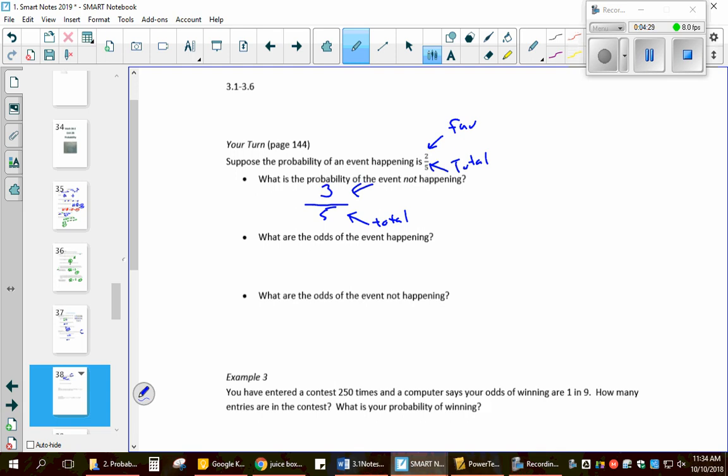So it's going to be 3 over 5. Okay, what are the odds of the event happening? Of the event actually happening, right? So 2 was our favorable. So it's going to be 2 to 3. Favorable to unfavorable. What are the odds of the event not happening? 3 to 2. It's not too bad, eh?